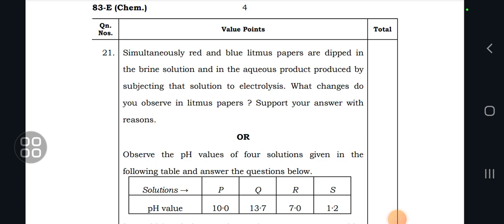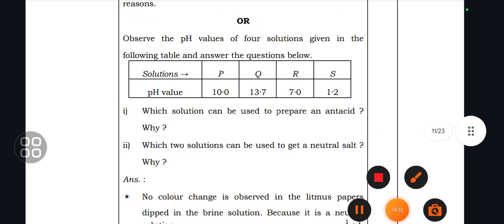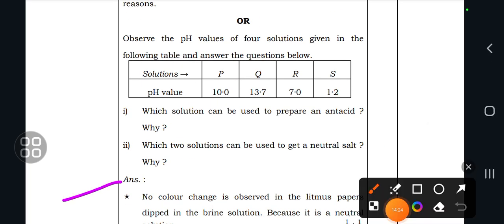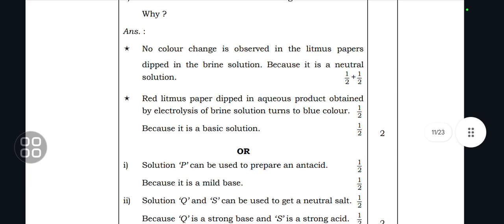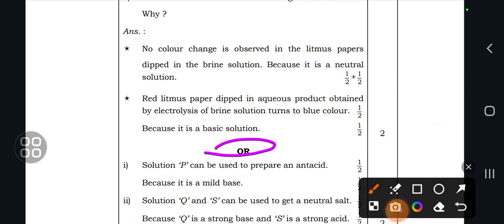Wait, I will tell you. For 21 the answer will start from here. For the first question the answer comes first. Don't think that this is a question and the answer will directly start from here. No, first the first question's answer, and again for OR they will mention OR here, and the answer for OR continues from here.